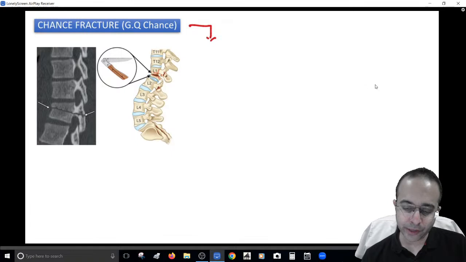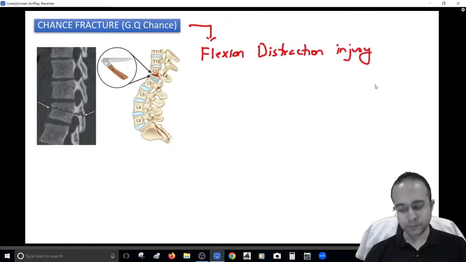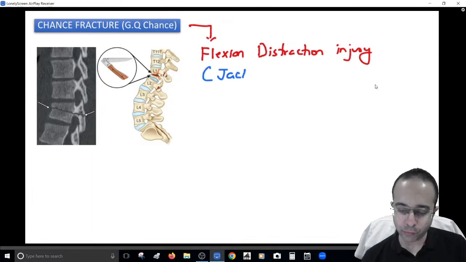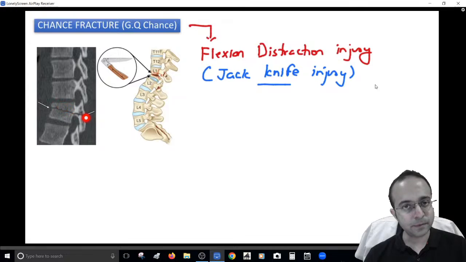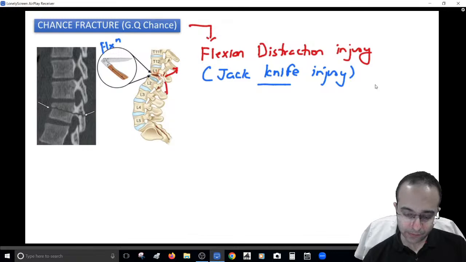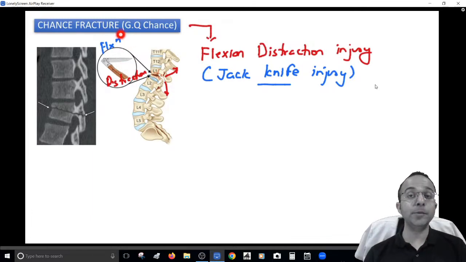So this is that fracture that you see in head-on collision, and that results from this injury pattern, a flexion distraction injury. Now this injury pattern is also popular by this name, jackknife injury. So what you would find is that the fracture line will be transecting the vertebra from front to back like this. This anterior part of the vertebra would be collapsing in flexion, but these posterior sides will be opening up with a force of distraction. So this is a jackknife that opens posteriorly to become straight.